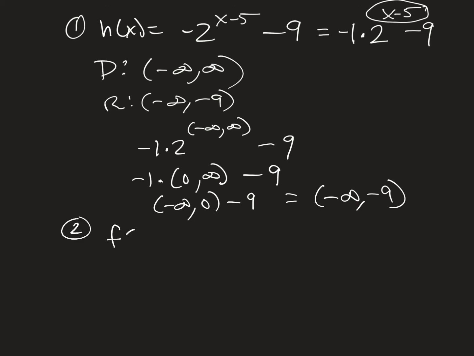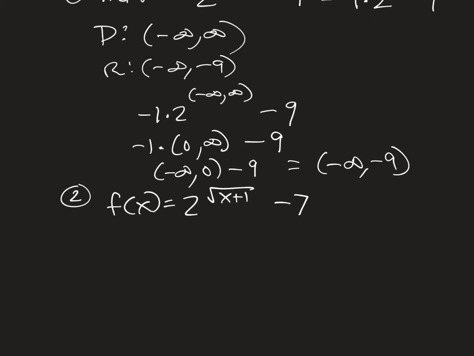Let's do f of x equals 2 square root of x plus 1 minus 7. All right, let's do the domain first. X can't be anything now because I have a square root. So remember with the square root, if domain and range is over the reals, I need x plus 1 to be greater than or equal to 0. So x has to be greater than or equal to -1. That's my domain.